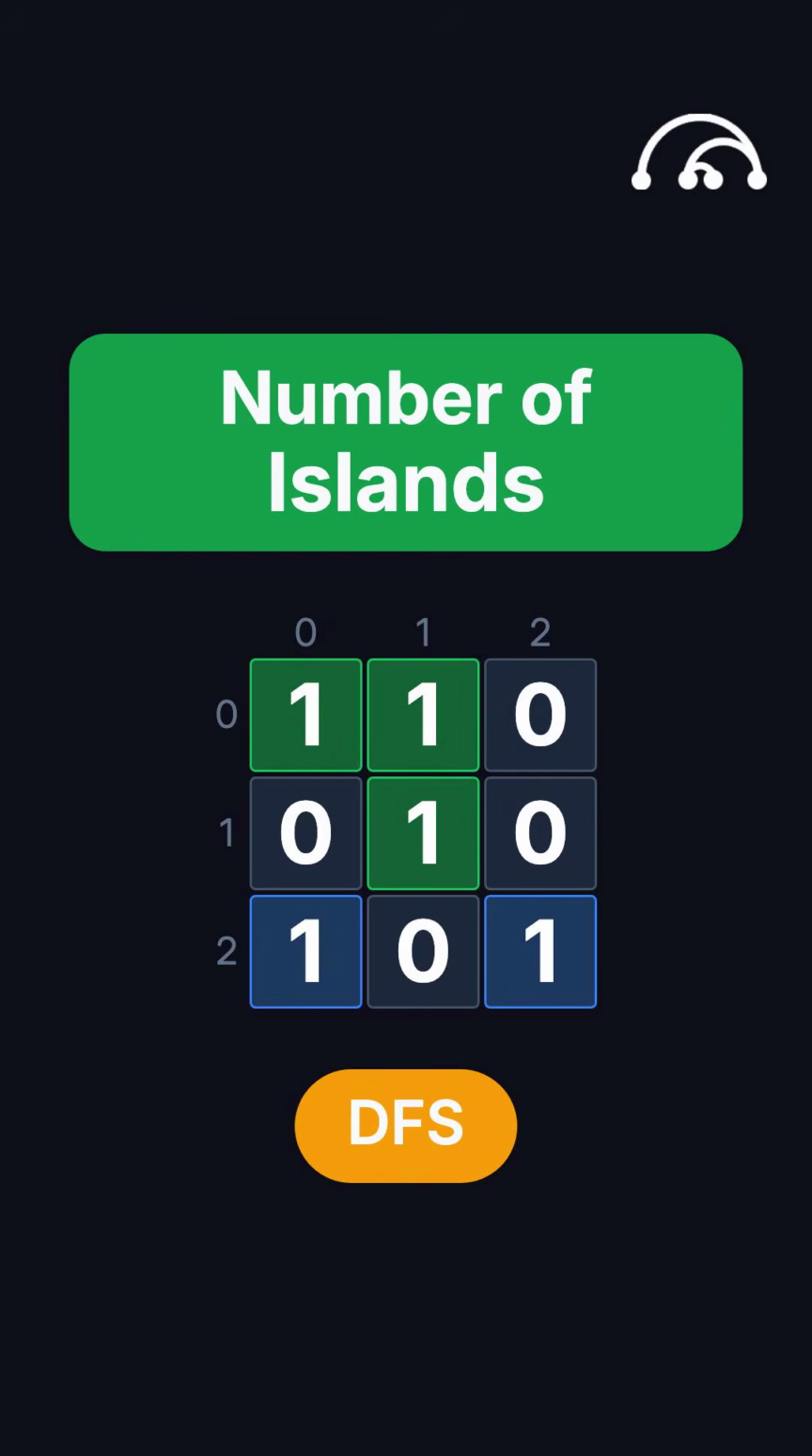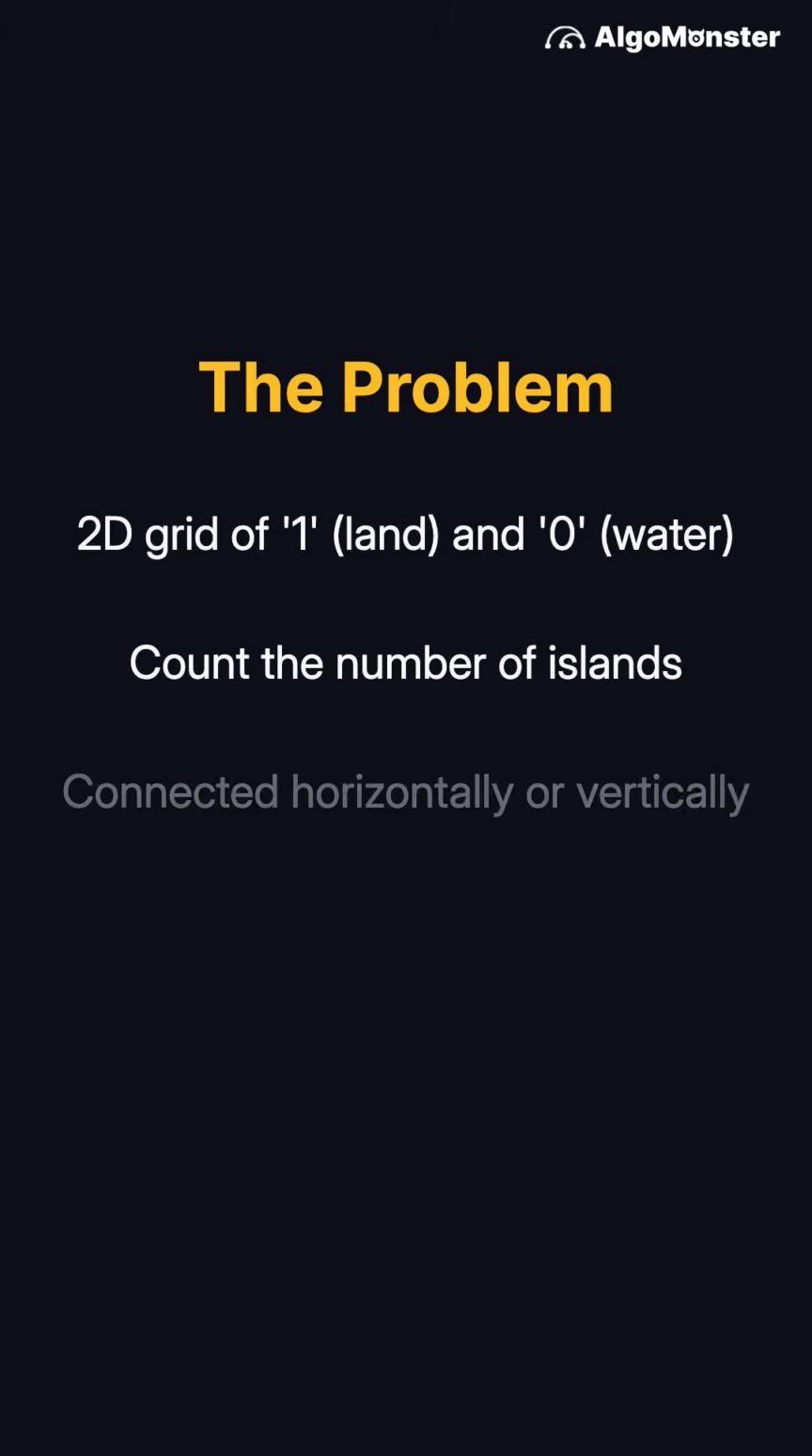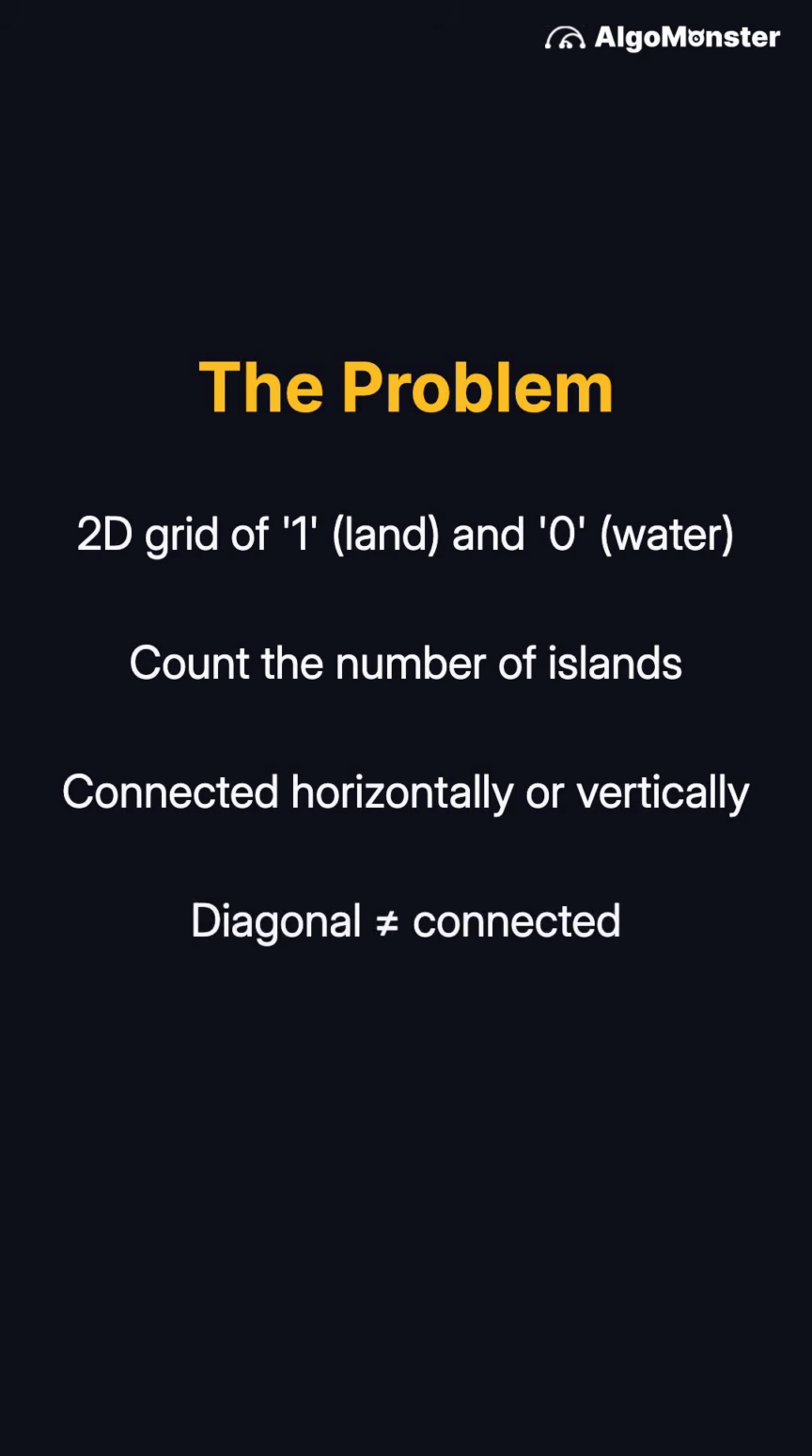Alright, LeetCode 200, number of islands. You've got a two-dimensional grid of ones and zeros. Ones are land, zeros are water. Count how many islands there are. An island is a group of ones connected horizontally or vertically. Diagonal doesn't count. Take this grid.